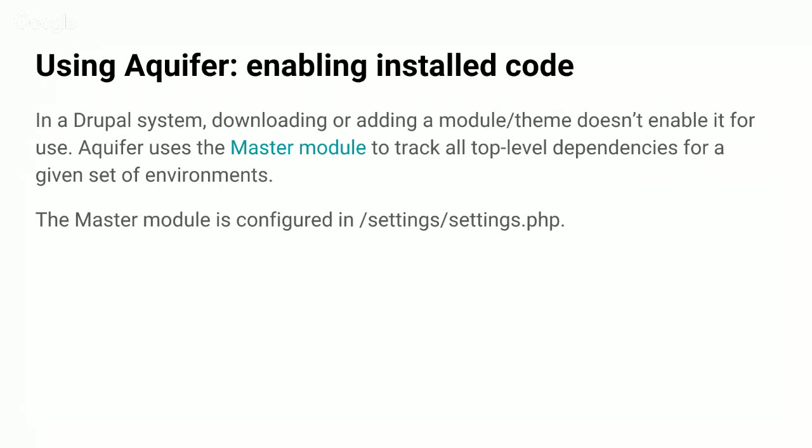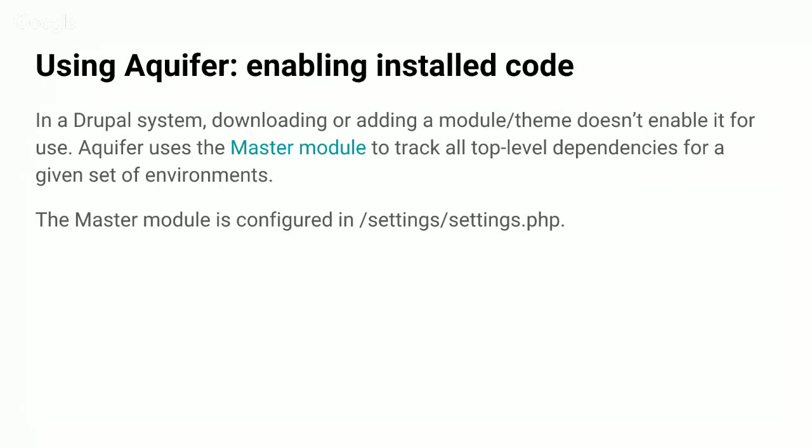So you install dependencies in Drupal, you go and you download it, but in Drupal that's not good enough. You have to actually enable it. And so Aquifer uses the master module to track all of the top level dependencies of your project. So you should be able to take a clean Drupal database from a fresh install, and execute the master module, and then have all of your stuff enabled. And Aquifer actually uses the master module to perform those actions. So if you go to the settings.php file, you'll see where it actually configures the master module to turn certain things on, and then the master module turns everything that isn't in that list off.